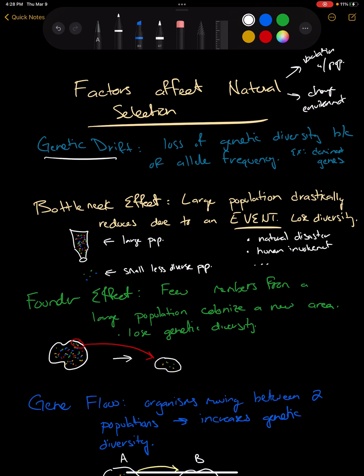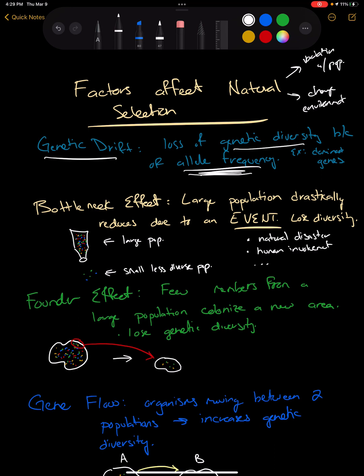Now, genetic drift is a loss of genetic diversity because of allele frequency. Okay? What that means is, like, by dominant genes. So if you had organisms and they had a dominant gene, and that's all you introduced to that population, then they're all going to show the dominant trait. So genetic drift is when you lose genetic diversity because of an allele frequency.